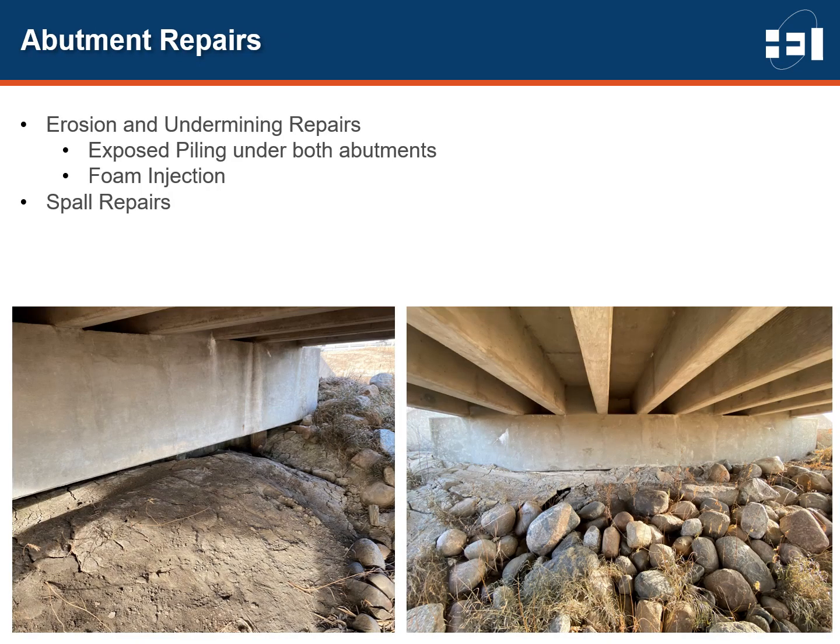The existing abutments exhibit erosion and undermining at both abutments, exposing piling under the abutments. The undermining will be repaired with foam injection under the abutments, which will protect the piling from exposure to the elements as well as protect from further erosion. The remainder of the slopes under the bridge and existing riprap will be left as is. Additionally, both abutments exhibit several areas of spalled concrete, which will be repaired.